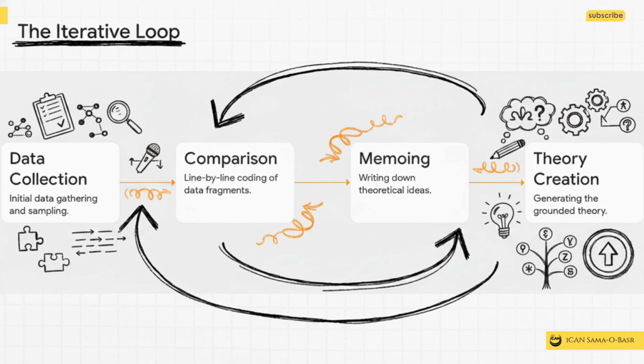Step 1 is data collection, but unlike other methods, you immediately start Step 2, constant comparison. This involves intense line-by-line coding to take a fresh look at data fragments. So, data collection and analysis are happening simultaneously. As you code, you move right into Step 3, memoing, which is basically writing down your theoretical ideas as they hit you. And all of this loops continuously until it finally results in Step 4, theory generation.